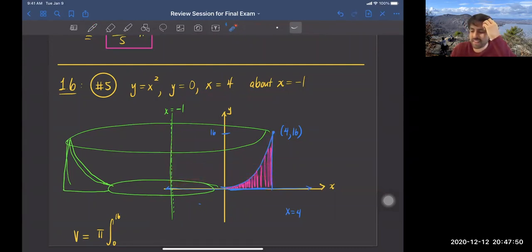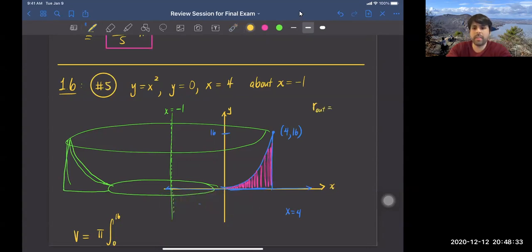I think I made this way too big. X equals -1 should not be this far out. It should be a little closer. Sorry about that. But I just maximized it a bit. So what's going to be the distance here? This is x equals 4, and this is x equals -1. What's going to be the total distance between this line and this line? Anyone?